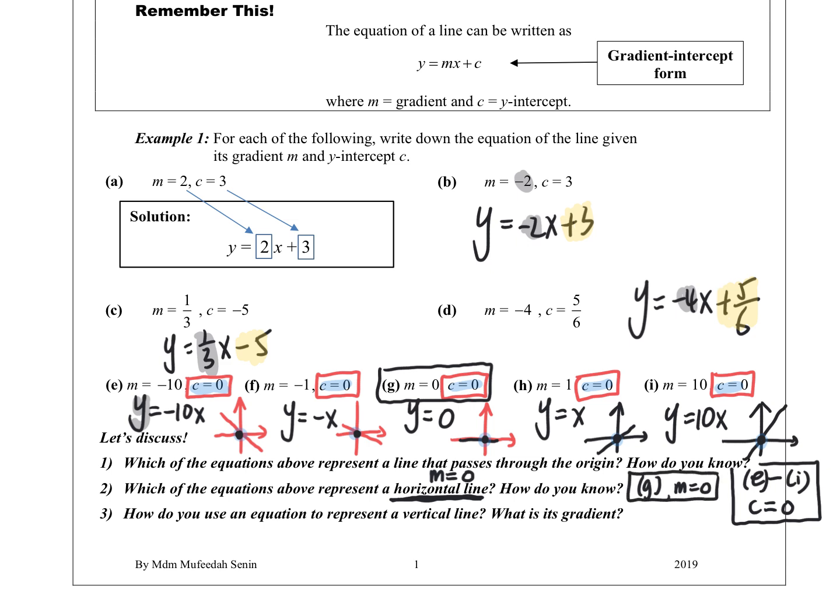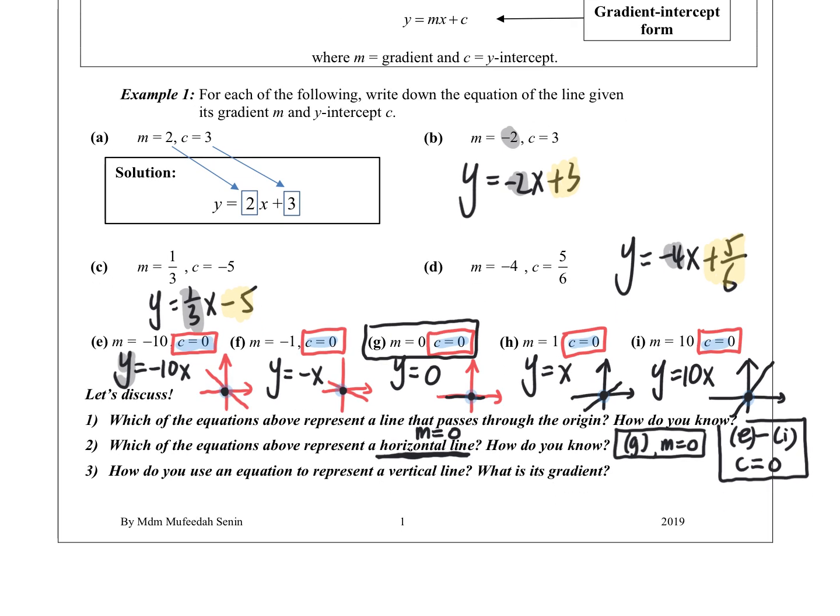Then the last thing they ask you, how do you use an equation to represent a vertical line? What is its gradient? So vertical line, the gradient is undefined. The equation to represent vertical line is like line of symmetry. Is x equal to A. So this A is wherever it cuts the x-axis. Okay? So that's it.